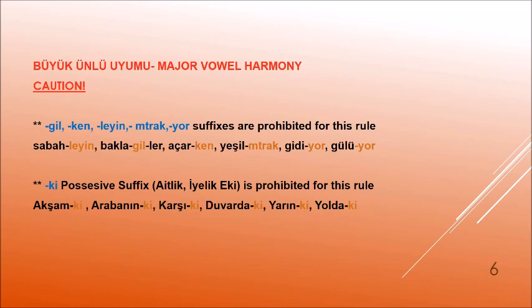Gil, ken, leyin, imtrak, your suffixes are prohibited for this rule. Our word root continues with these suffixes, so we can say that these words are not fitting for major vowel harmony, such as sabahleyin, baklagiller, açarken, yeşilimtrak, gidiyor, gülüyor. The ki possessive suffix is also prohibited for this rule, such as akşamki, arabanınki, karşıki, duvardaki, yarınki, yoldaki.